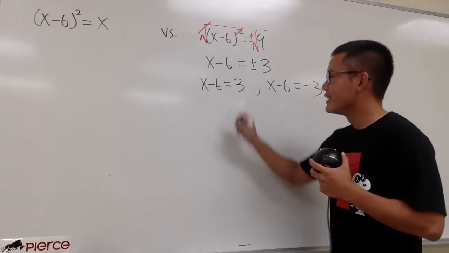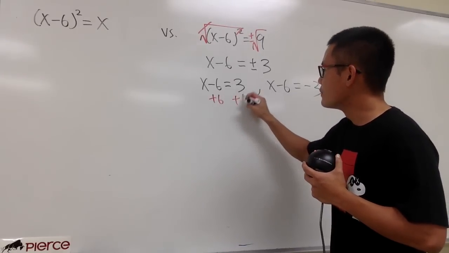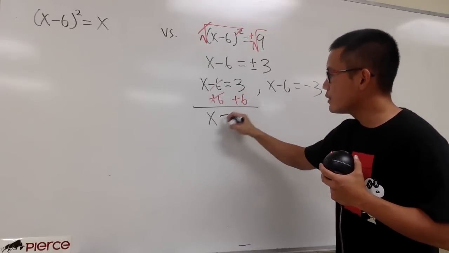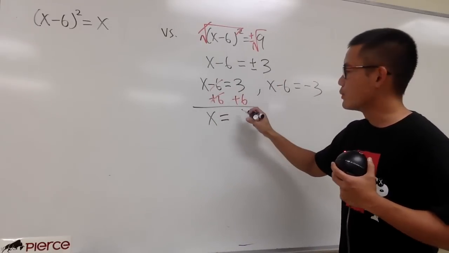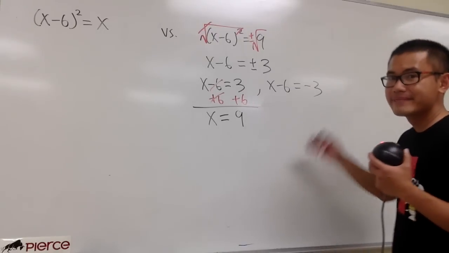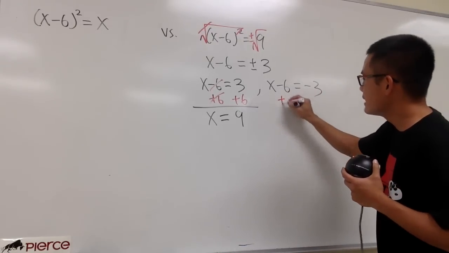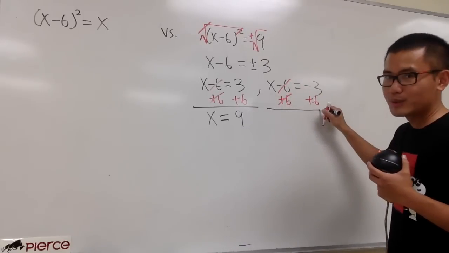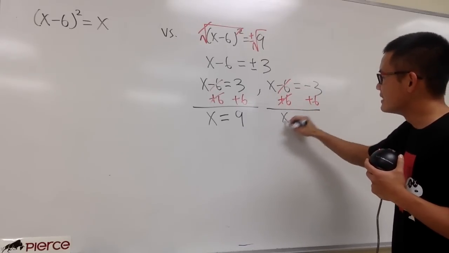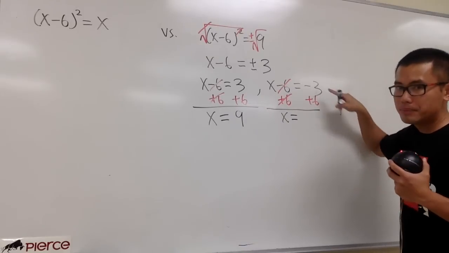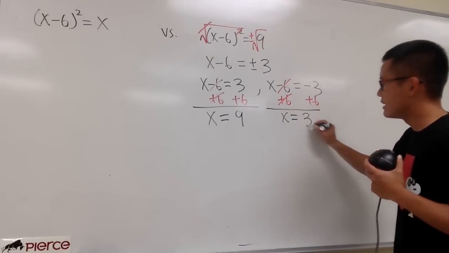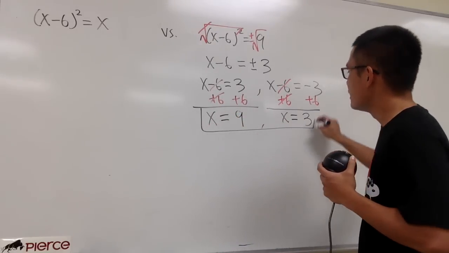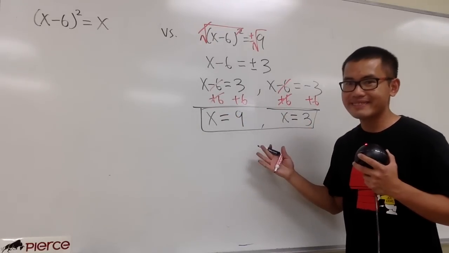Okay, let's solve this. Let's add 6 on both sides so that this will be cancelled. And now it will be x equals 3 plus 6, which is just a 9. For this one, do the same thing. Plus 6, plus 6. Cancel, cancel. And we end up with what? X is equal to negative 3 plus 6. That will be positive 3. And you see, we got the answers, 9 and 3. And we are done for this.